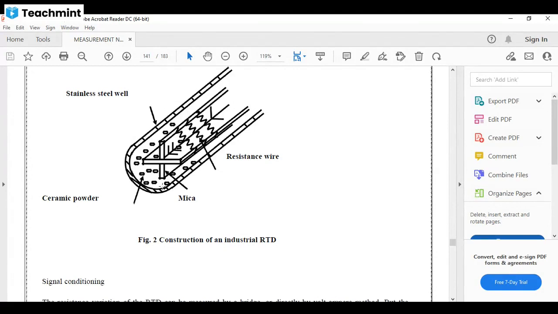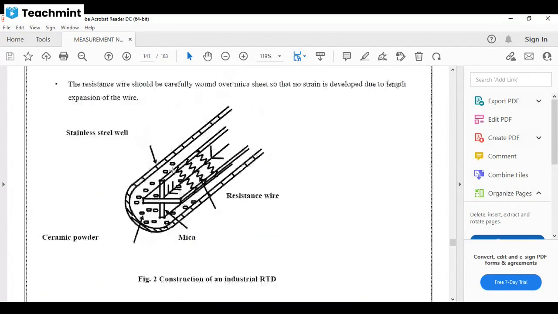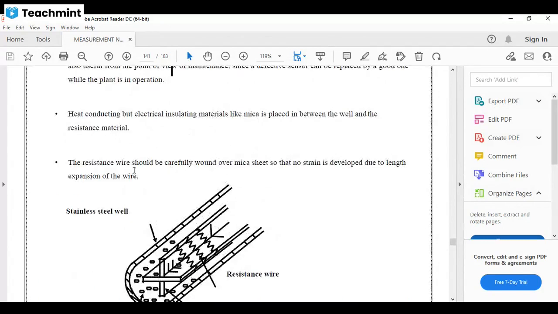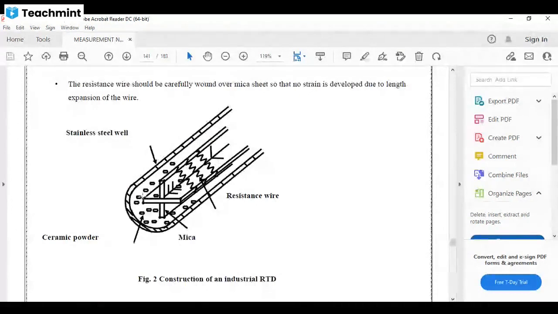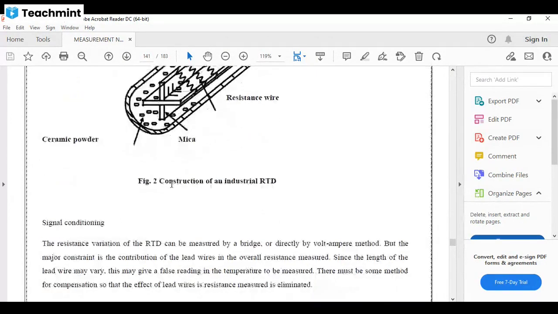So this is our wound wire. After this, see the mica, which is insulating and will not cause a heating effect, and the resistance wire should be carefully wound over the mica sheet so that no strain is developed due to the length expansion of the wire. If the wire's length expands, due to the mica it cannot affect our RTD. Okay.